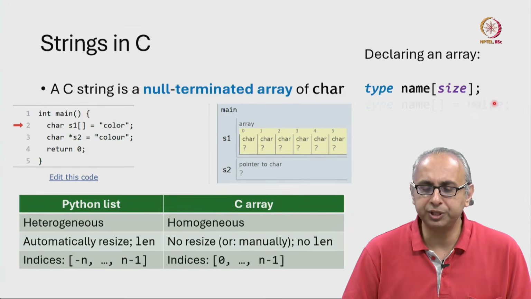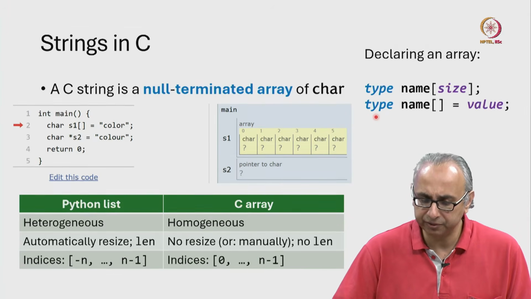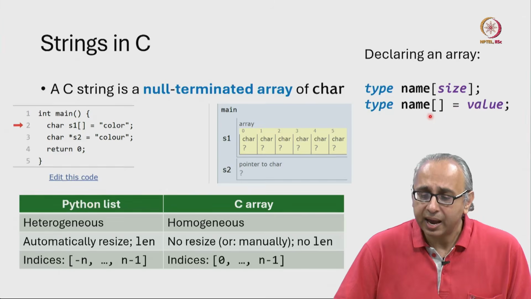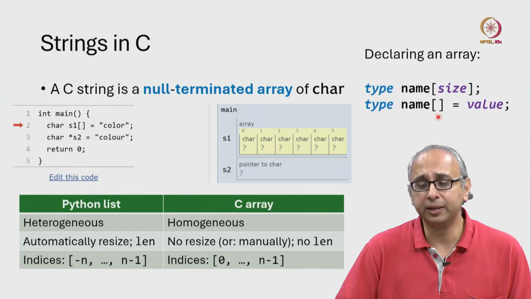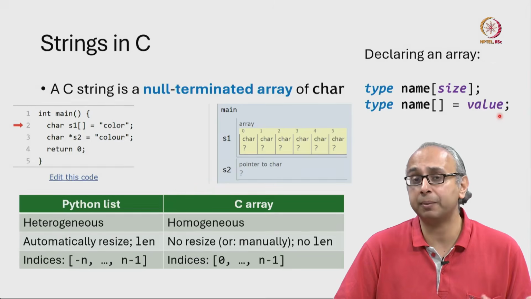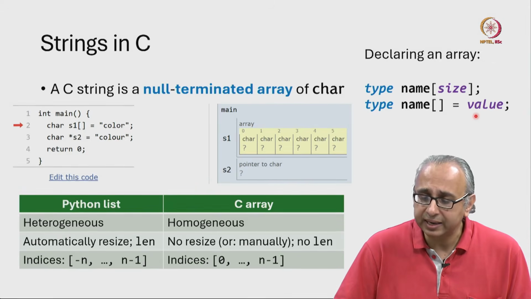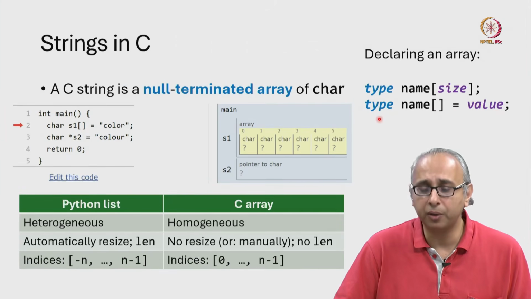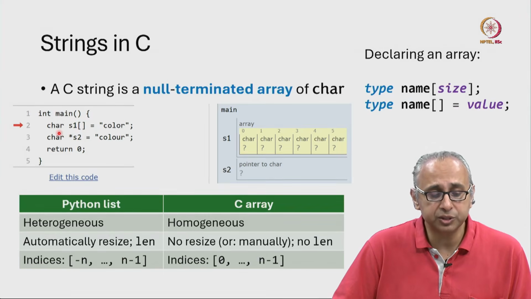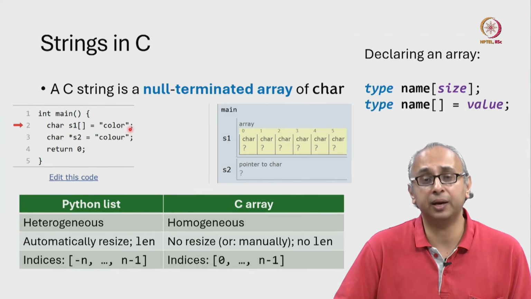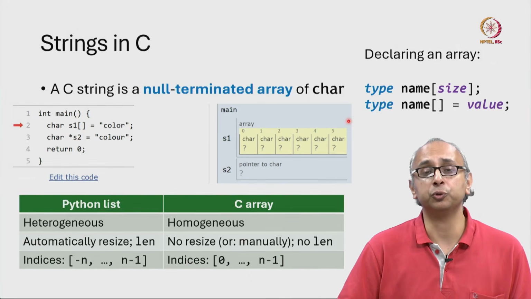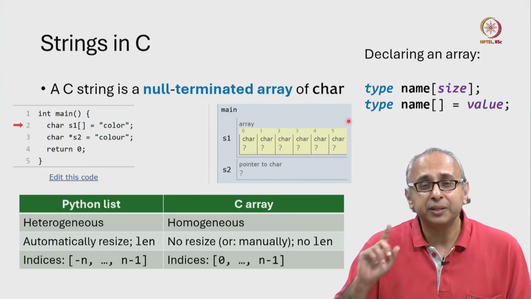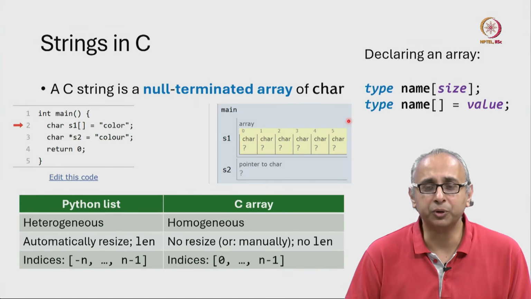The other style, which you see over here, is where I give the type, I give the name, and I don't put a number inside the square brackets, and I simply initialize it with some value. Now, exactly how I specify the value will depend on the type. In the case of strings, I just indicate the value inside double quotes, and these individual letters will be copied over into the array. But at this point, our friend has a very important observation.